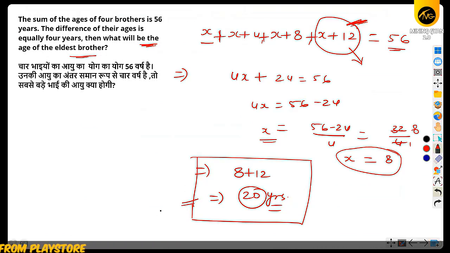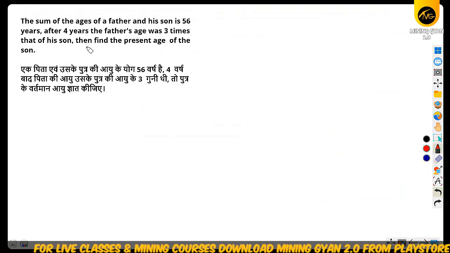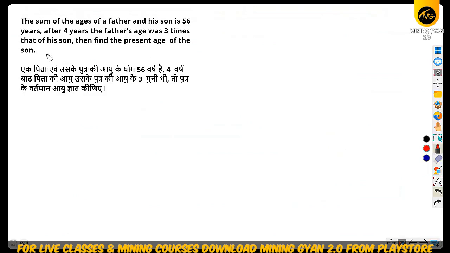Is it clear? Now let's move on to the second question. The sum of the ages of the father and his son is 56 years. After 4 years, the father's age will be 3 times that of his son. Then find the present age of the son.